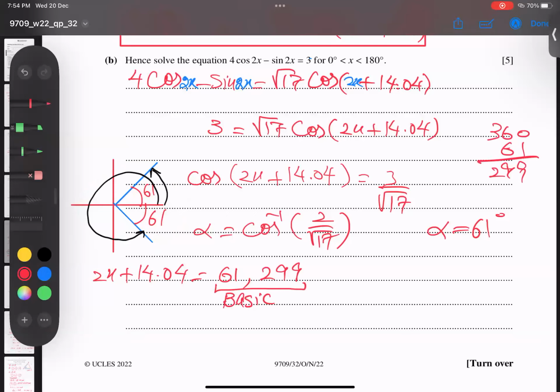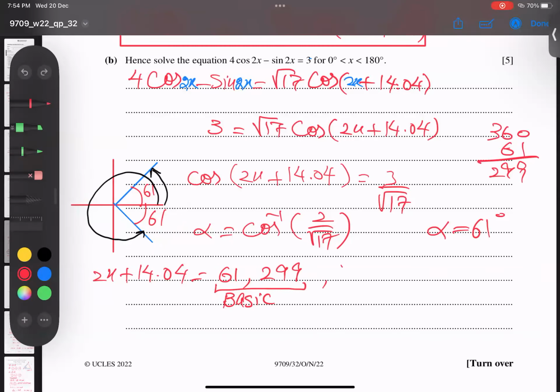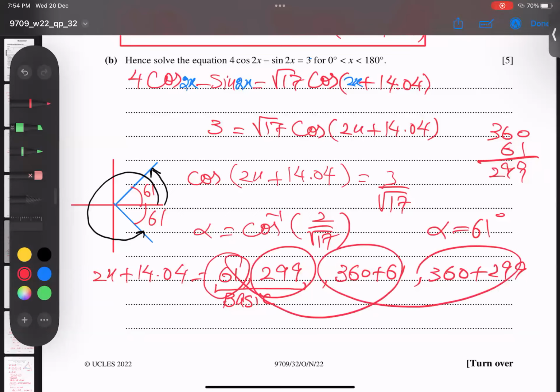When I have the principal angles, student, what I will do is add 360 to both basic angles, both principal angles. 360 added to 61 and 360 added to 299. Hold on, let me recheck once again. One thing I want to check, and that is very important. Okay, yes, correct.